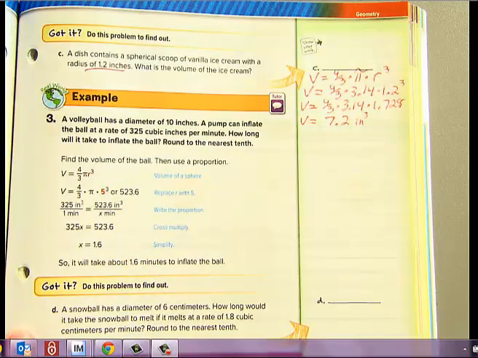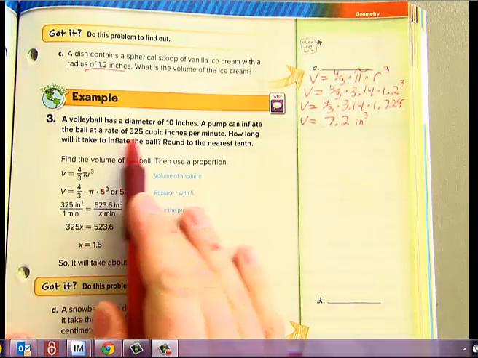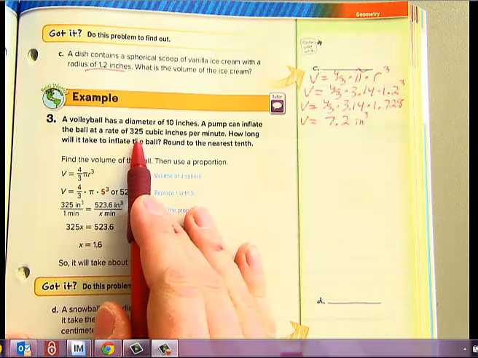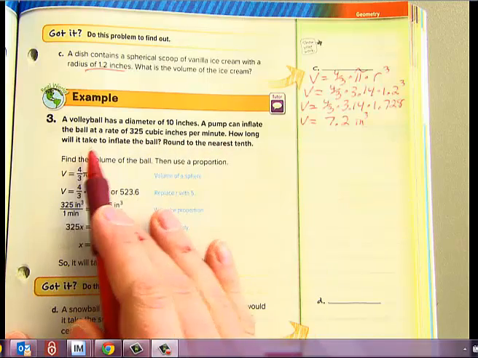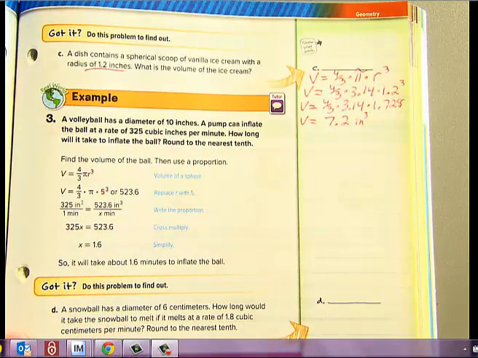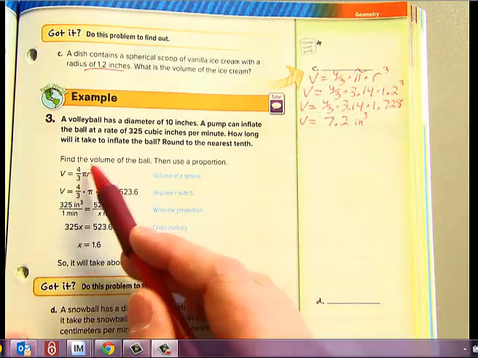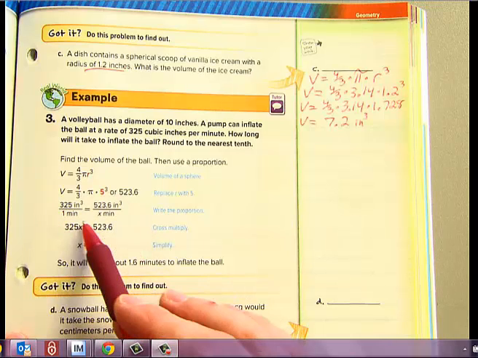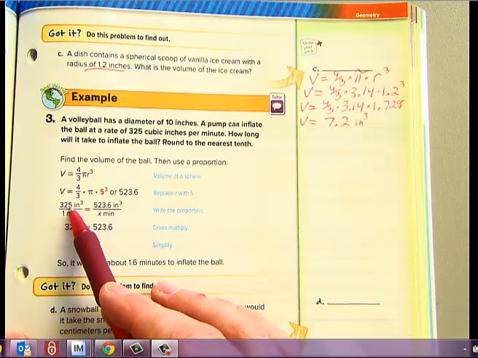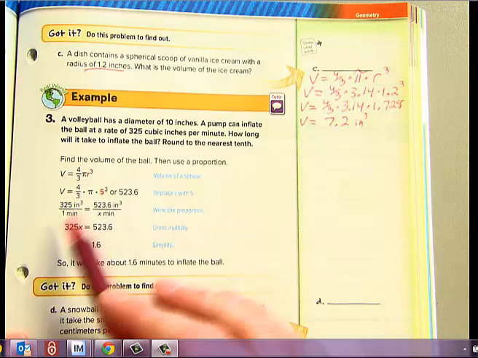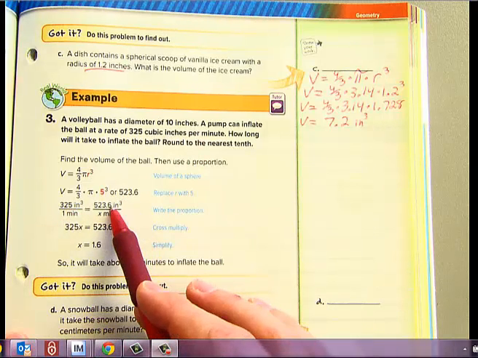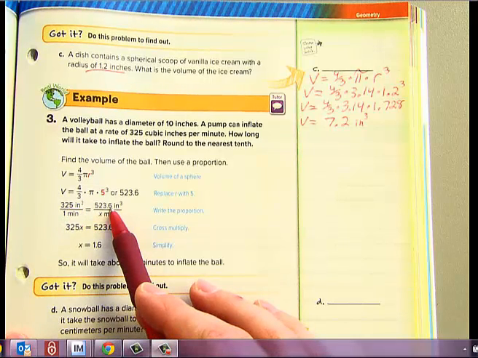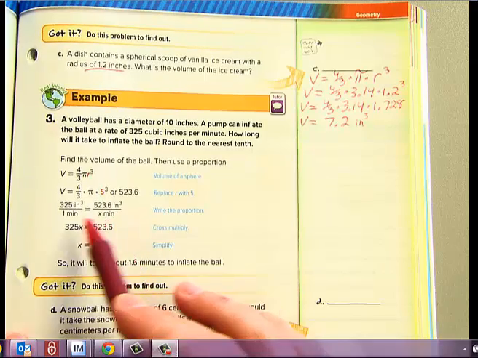Okay? Now here it says a volleyball has a diameter of 10 inches. A pump can inflate the ball at a rate of 325 cubic inches per minute. How long will it take to inflate the ball, round to the nearest tenth? So here, they basically find the volume, and then they set up a proportion for, okay, this is how many cubic inches it can do in 1 minute. This is the actual cubic inches, so it's a proportion. We know those are linked. We know that's the cubic inches of the volleyball, so we cross multiply, divide by what's left to find x.